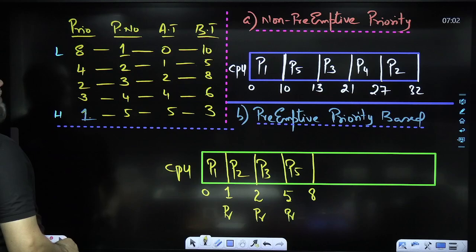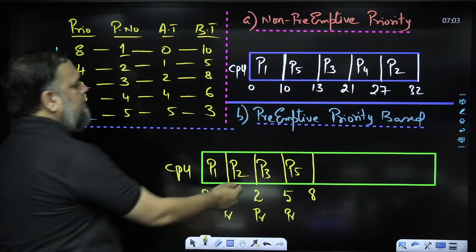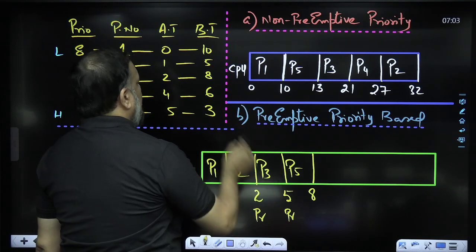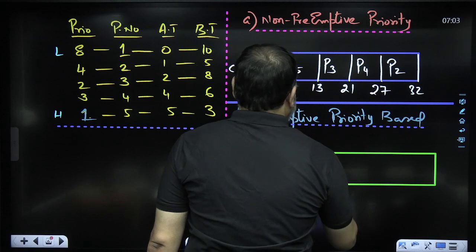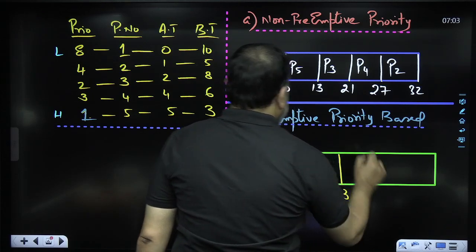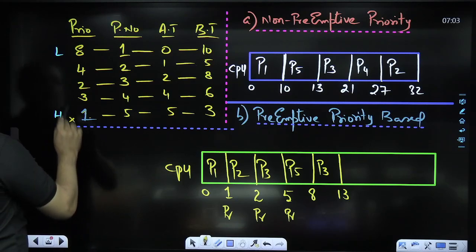and among them the one having the highest priority. Who is having the highest priority? P3 with priority 2. Earlier, you see P3 has run for 3 units, from 2 to 5, so its balance is 5. So now P3 is going to run for its balance of 5 units. 8 plus 5, 13. So P3 is also over. You can mark P5 is over, P3 is over.